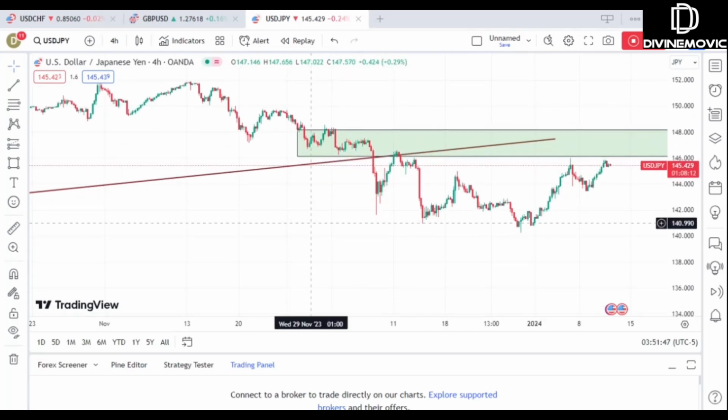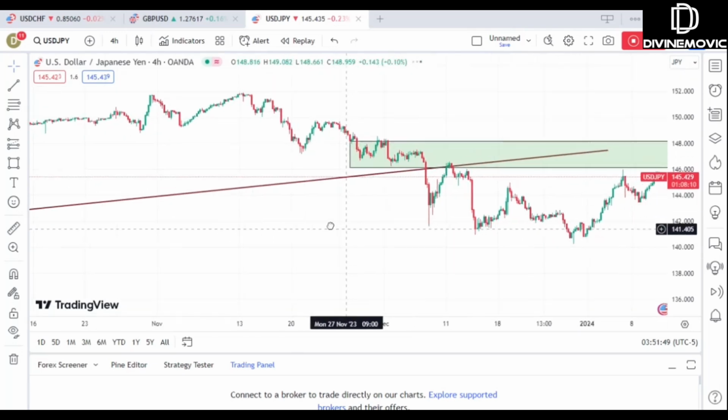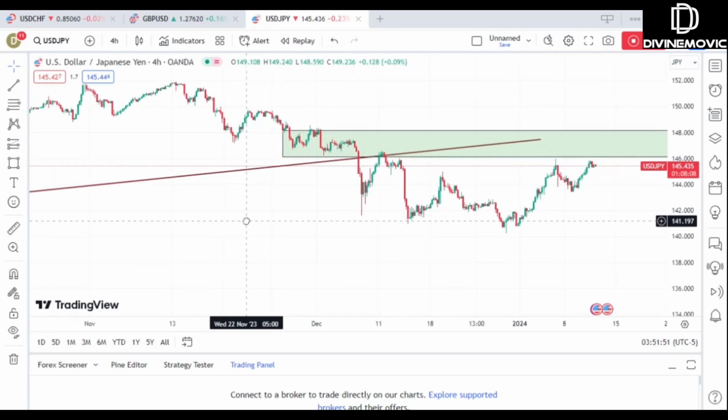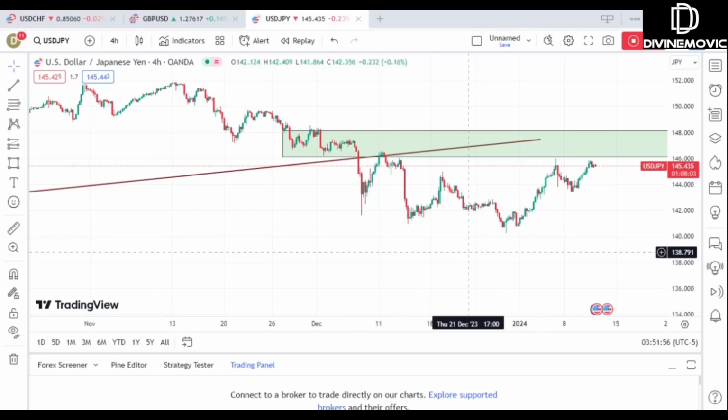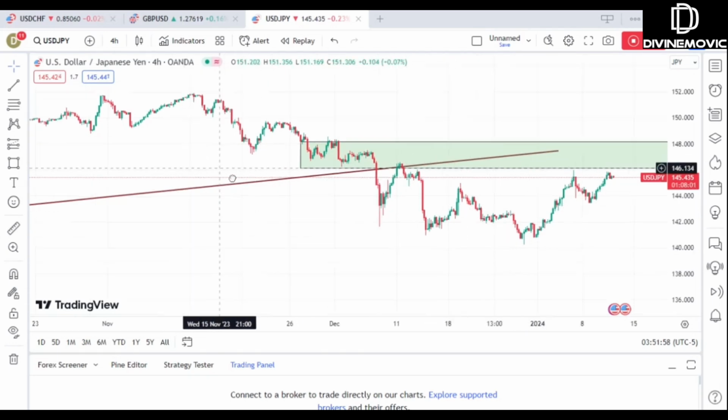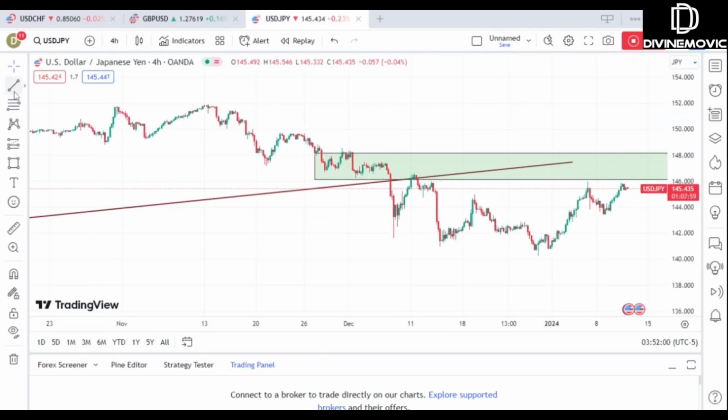Now what I'm simply going to do is mark out my market structure. And now what my market structure is saying is that price is creating a series of lower lows and lower highs. So what am I going to do? I'm going to see how price created the lower lows and possibly make a decision.